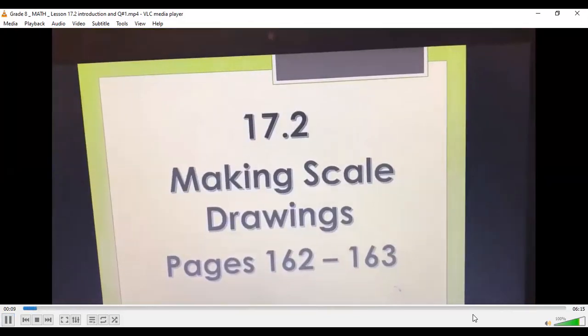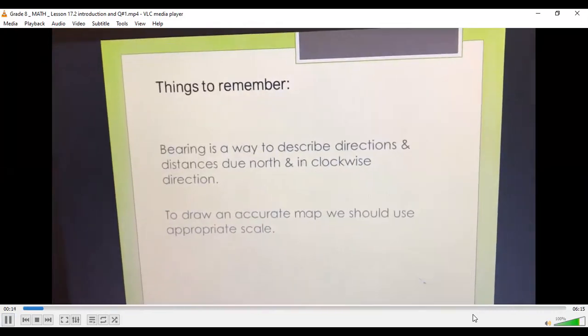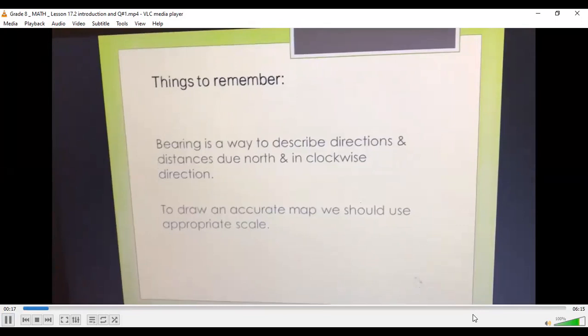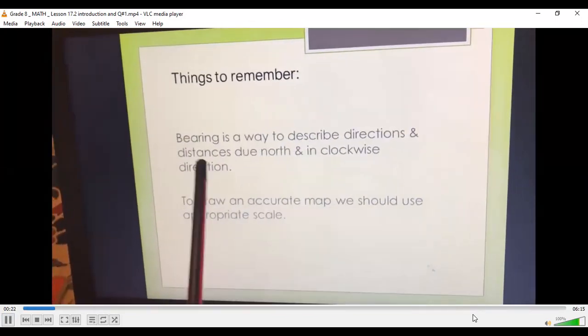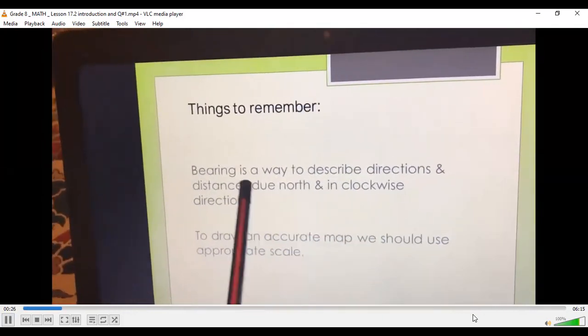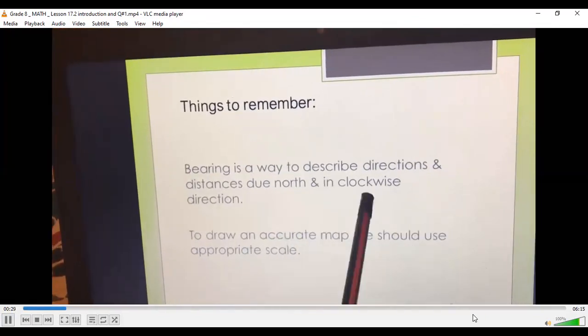Our lesson is 17.3, making scale drawings. There are a few things that we need to remember before we start working the exercise in this lesson. First, what is bearing? Bearing is a way to describe direction and distance, measured from due north in a clockwise direction. So remember, whenever we are using bearing, we always go due north, clockwise direction.